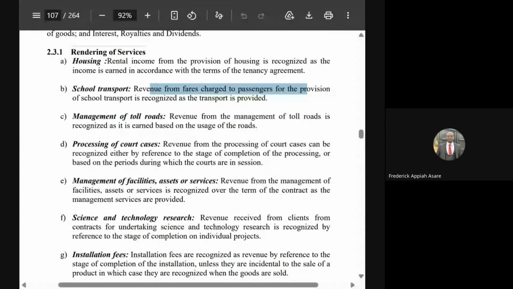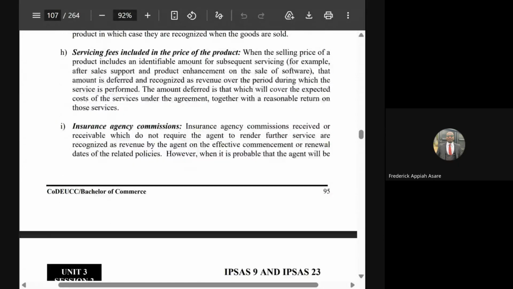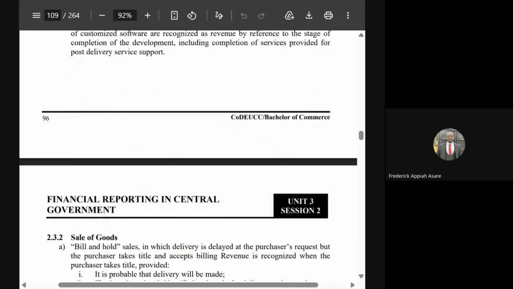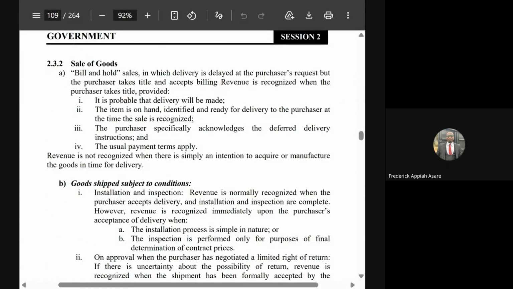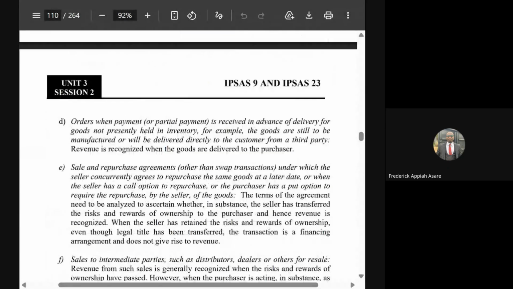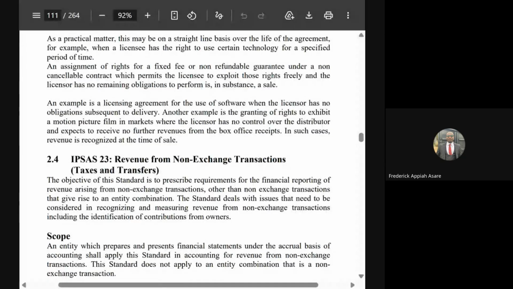Then we have management of toll roads. Revenue from the management of toll roads is recognized as it is earned based on the usage of the roads, processing of court cases. All these, they just tell you how it's been recognized. All these is how revenue should be recognized, as well as the sale of goods shipped subjected to conditions and other stuff. When you read it, it is very self-explanatory.